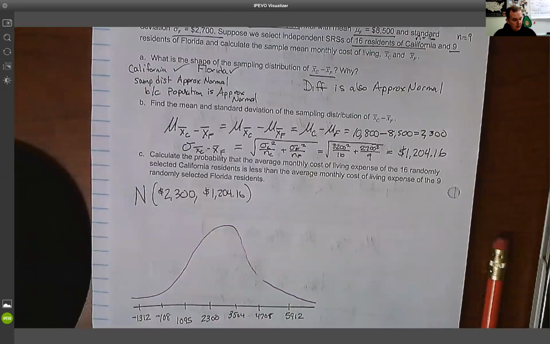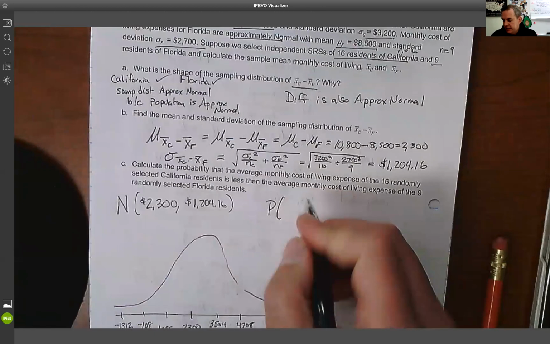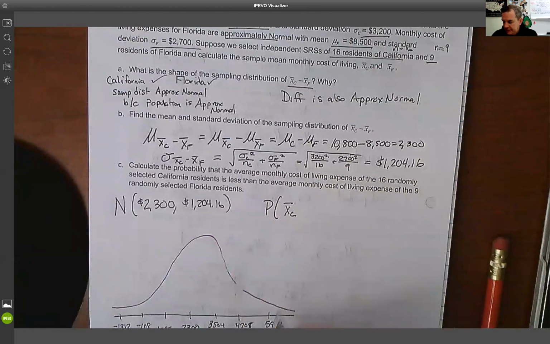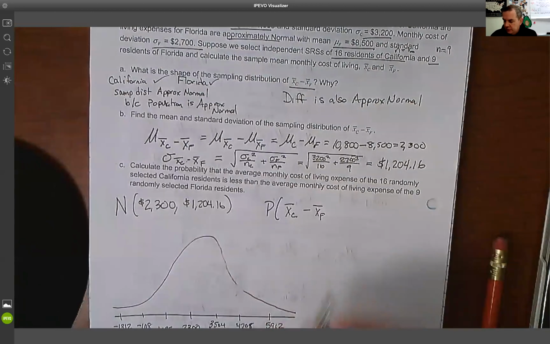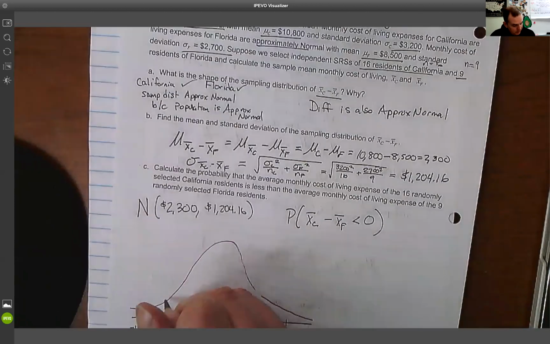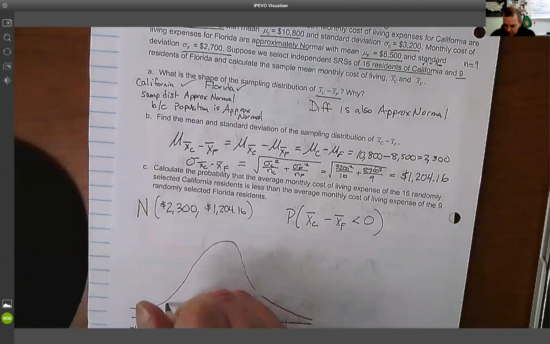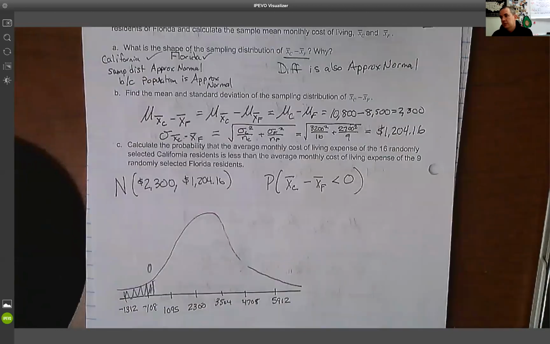So now the question says, calculate the probability that the average monthly cost of living expenses of the 16 randomly selected California residents is less than the average monthly cost of living for the 9 Florida residents. So what that's asking me is, what is the probability that if I took 16 Californians, averaged them, took 9 Floridians, averaged them, and subtracted them, the difference would be less than 0? Basically it's asking for a probability right out here. So my probability is going to be out here. This is what 0 is.